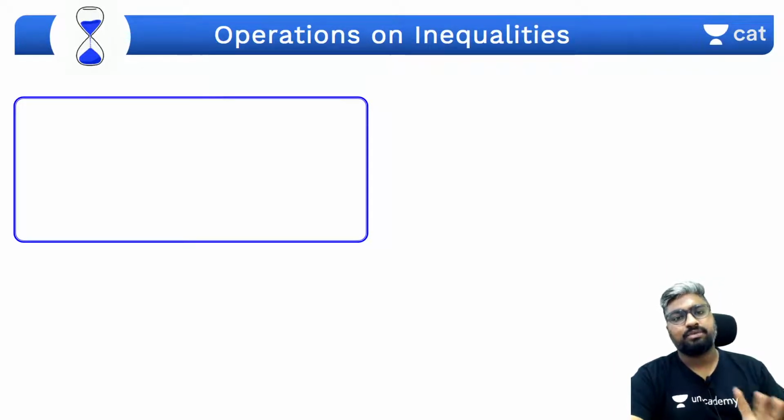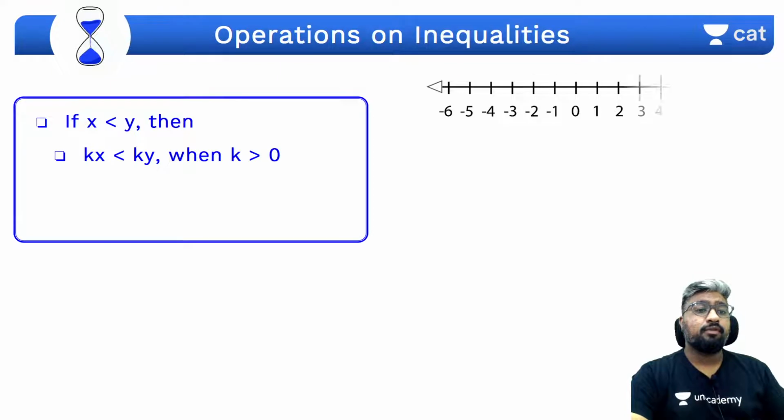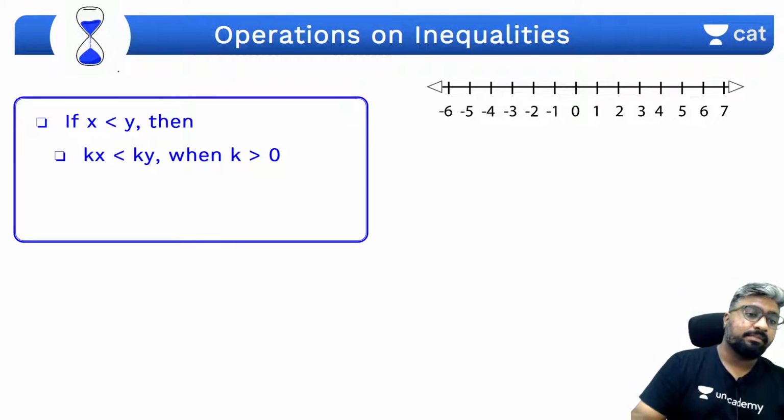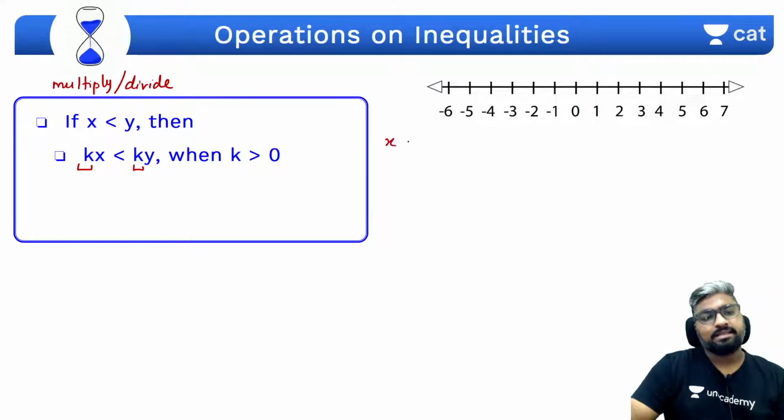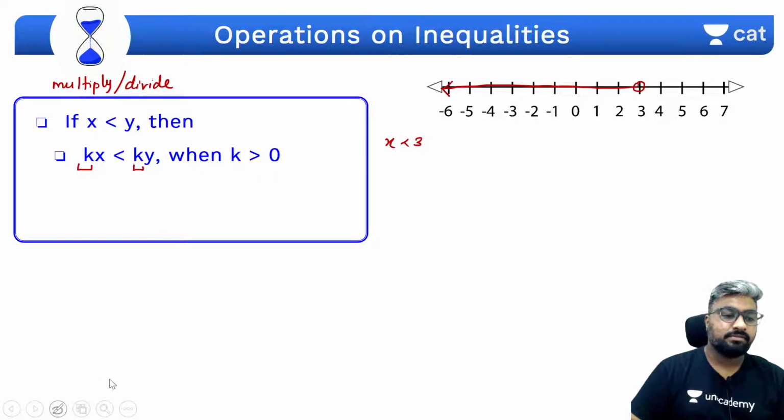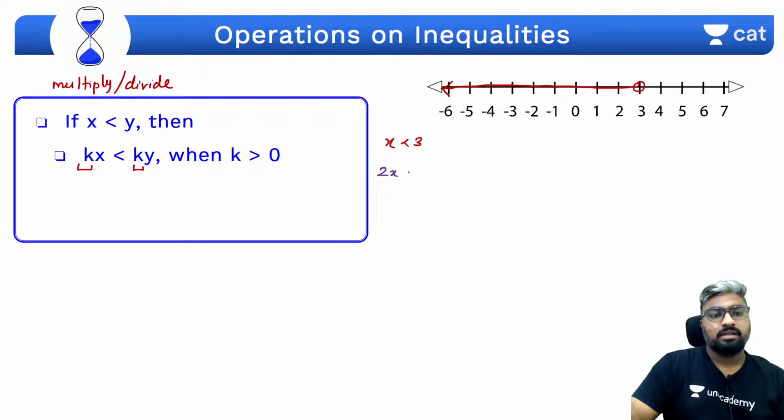In inequalities you can add or subtract any values, but if you are multiplying or dividing something, please keep this in mind: you have to be very careful. If the constant is a positive value, then it will be the same. For example, if x is less than 3, then 2 times x will be less than 6, which is true.